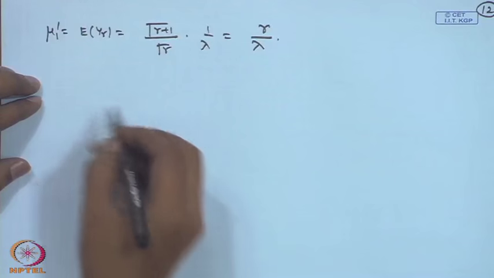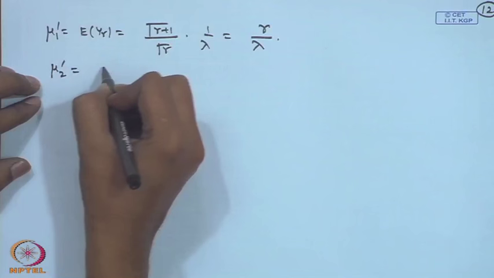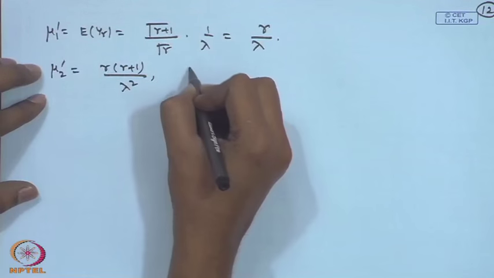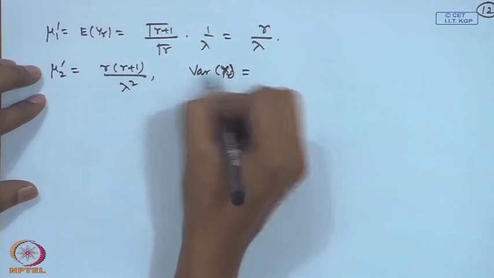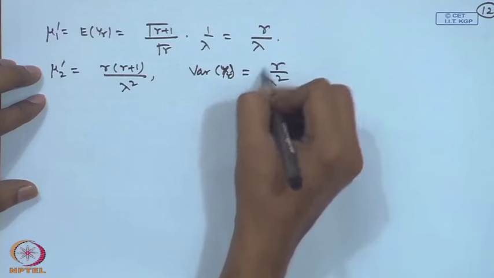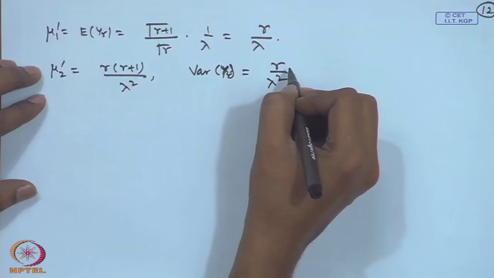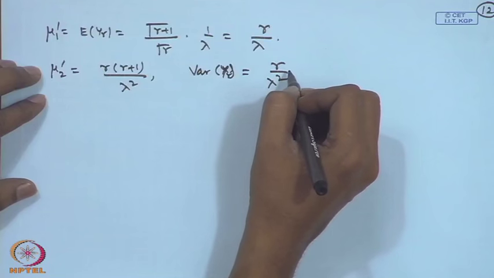Okay. So, then it is easy to see that you can write down mu 2 prime, that will become r into r plus 1 by lambda square, and therefore, variance of y r will become equal to r by lambda square, which is again r times the variance of individual y, that is 1 by lambda square added r times.